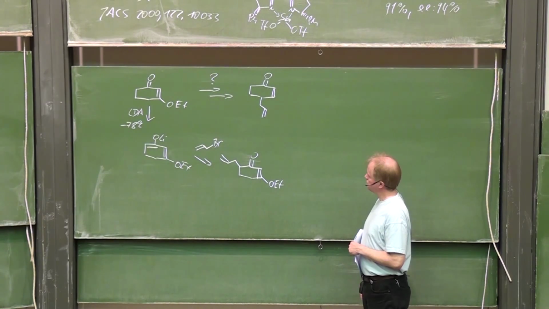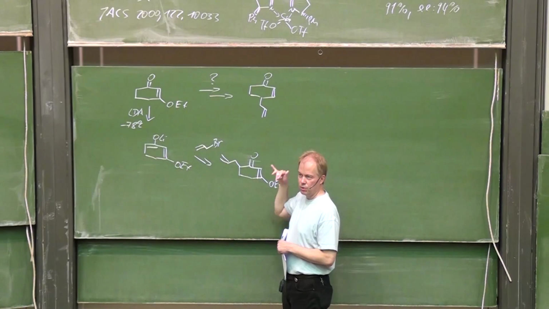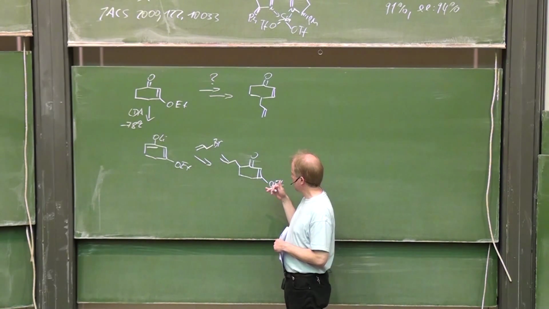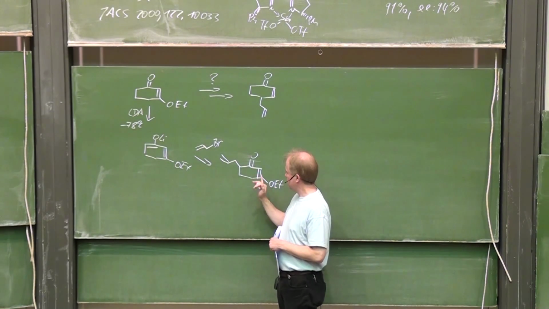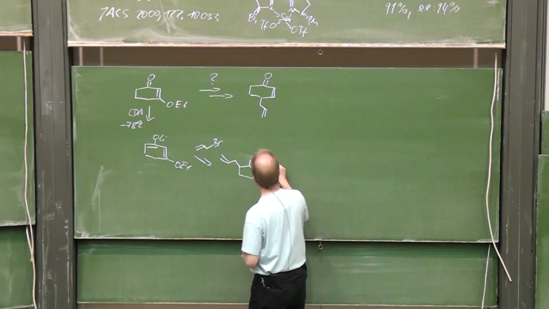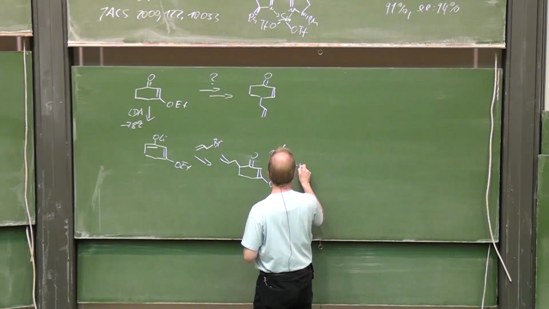Well, how to get from here to there looks even more complicated, but is rather easy. This has to change to the ketone, and we have to get rid of this one. Well, we simply need to change the oxidation state. Reduction, for instance, with lithium aluminum hydride.